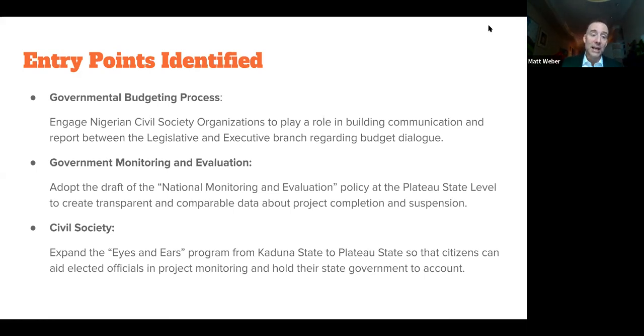Lastly, in civil society, our entry point was through an organization called Eyes and Ears, which is operating in the neighboring Kaduna state. And what it does is it helps elected officials in project monitoring and holding their state government to account. Individual citizens can drive by the site of a public works project and say, the crane isn't operating today, or nobody's poured any cement and there's no workers on site. That can become important crowdsourced information to help people understand what is or is not happening on the ground so that action can be taken in a timely manner. So these are the entry points identified and some of the means through which we arrived at those entry points.